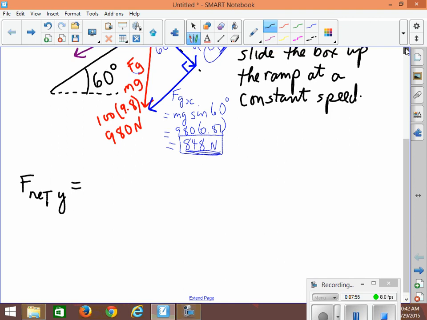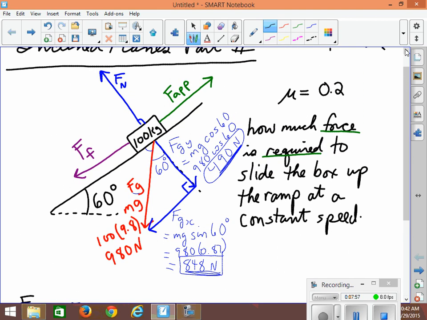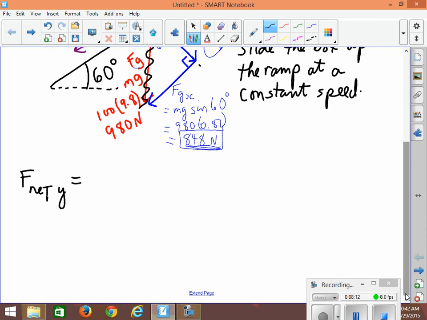In the picture, there are two arrows that are up and down. Remember, the red arrow is no longer in the picture. We've replaced it with these two blue ones. So we never look at the red arrow again. We have FGY and FN are the uppy-downy arrows. So FGY and FN are the two forces in the up and down direction.